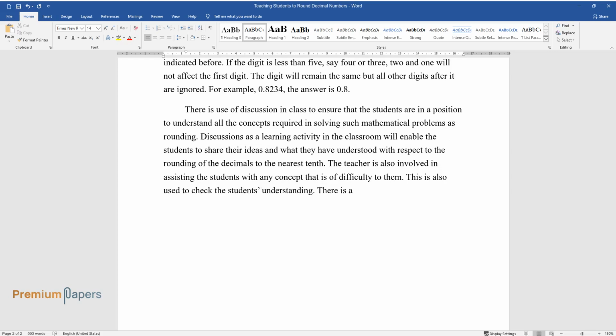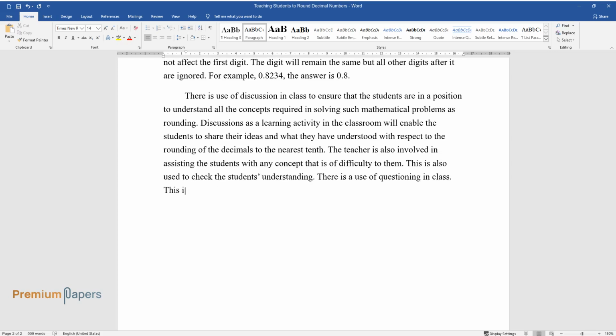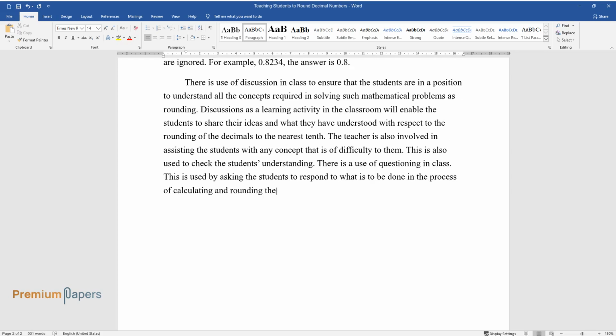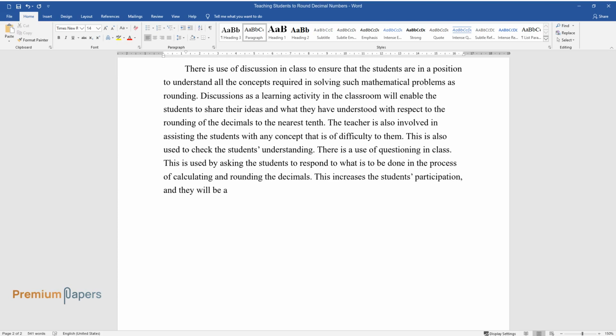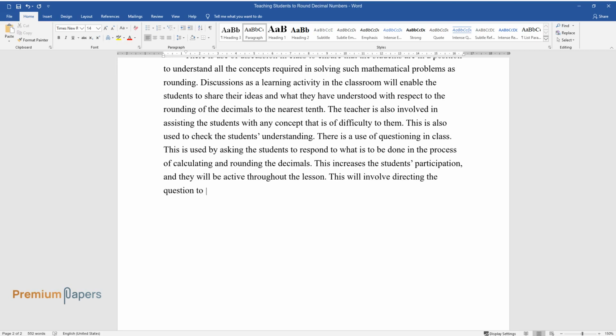There is a use of questioning in class. This is used by asking the students to respond to what is to be done in the process of calculating and rounding the decimals. This increases the students' participation, and they will be active throughout the lesson. This will involve directing the question to a particular student in turns.